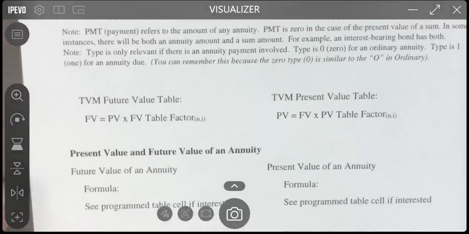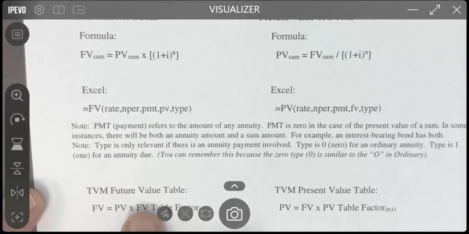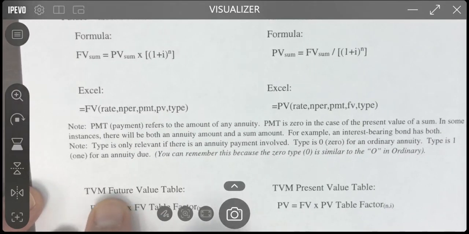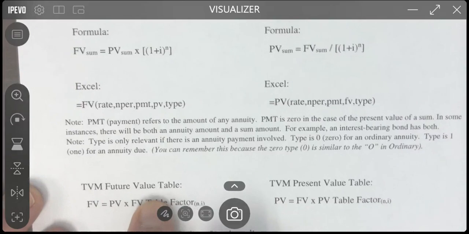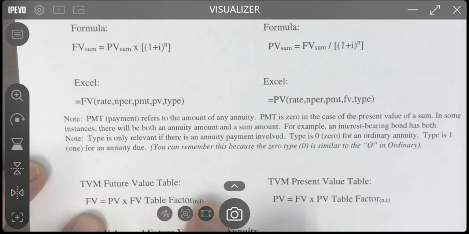Oh, I'm sorry. Also, let's talk about using the time value of money tables. The time value of money future value table. There, you know the present value. You want to know the future value. Well, it's equal to that known present value multiplied by the future value table factor for n periods at I interest rate.